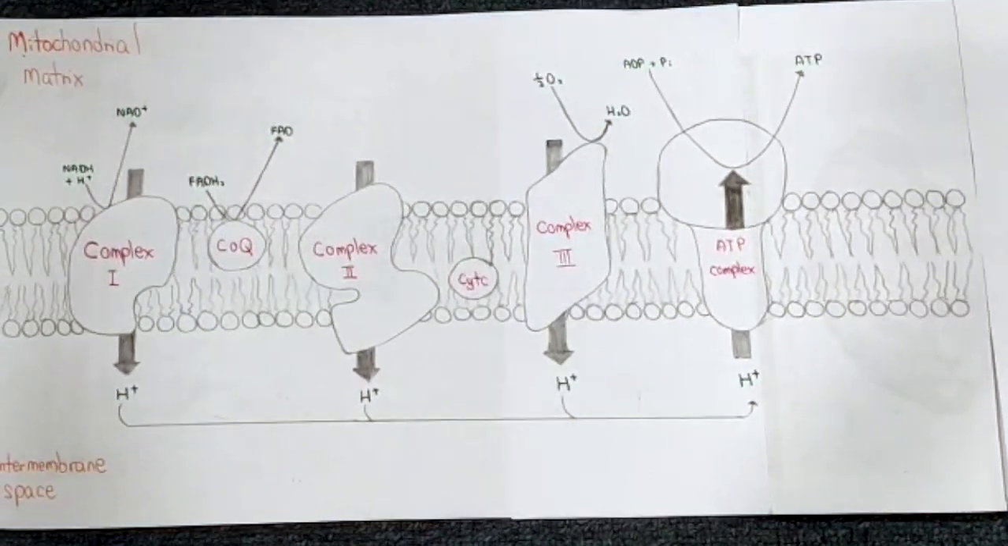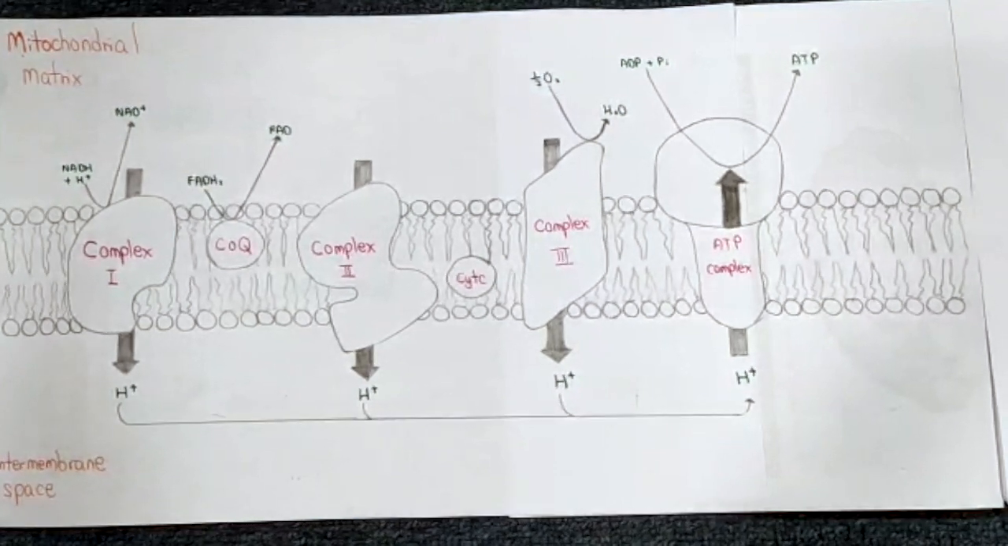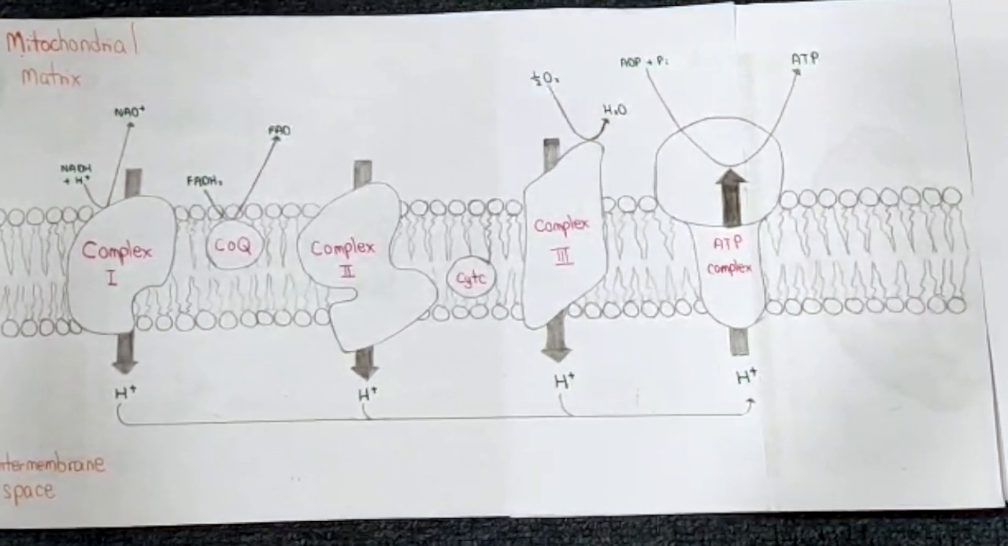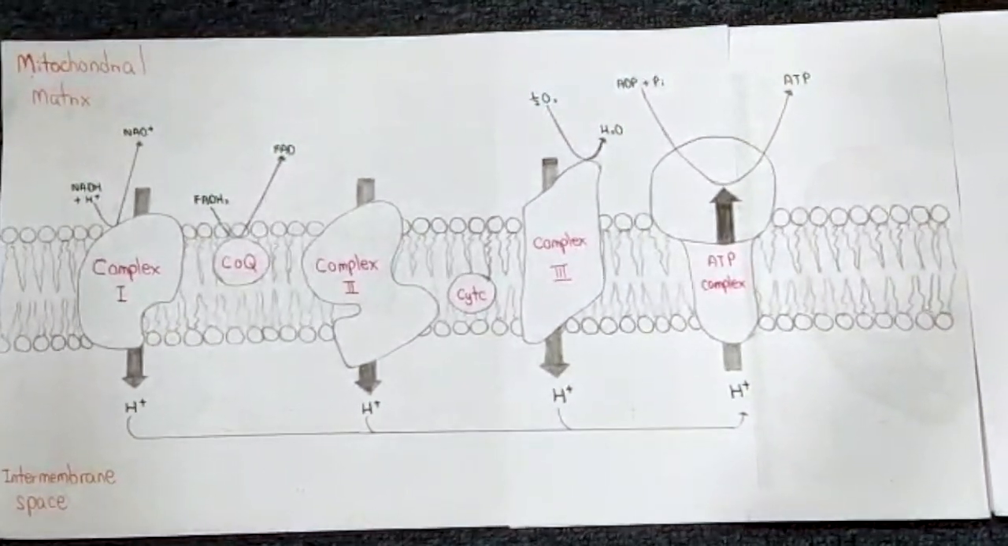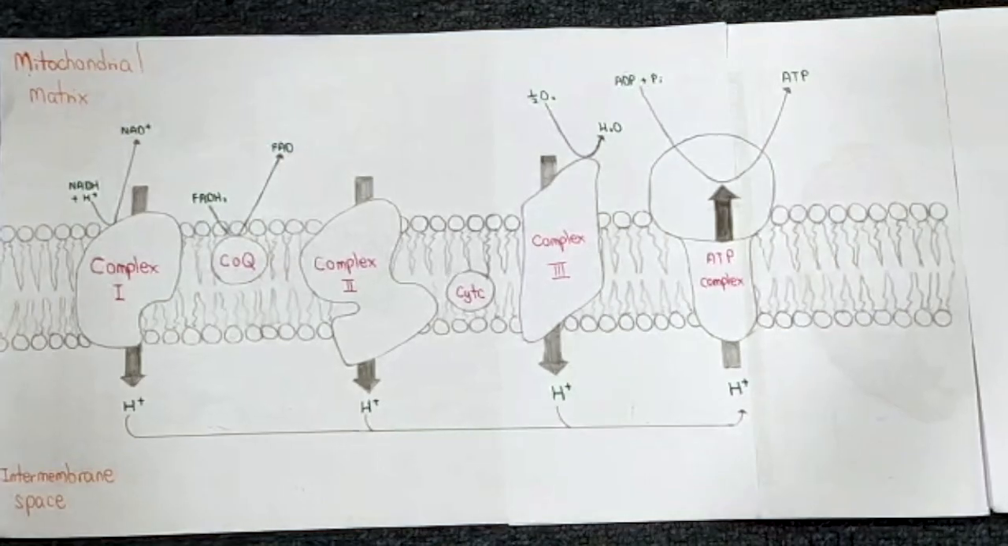This process is called chemiosmosis. In the process of oxidative phosphorylation, 1 molecule of NADH will yield 3 ATP, while 1 molecule of FADH2 will yield 2 ATP.